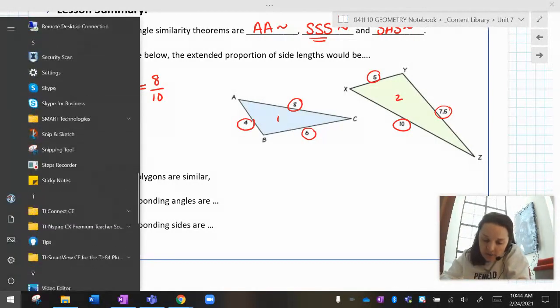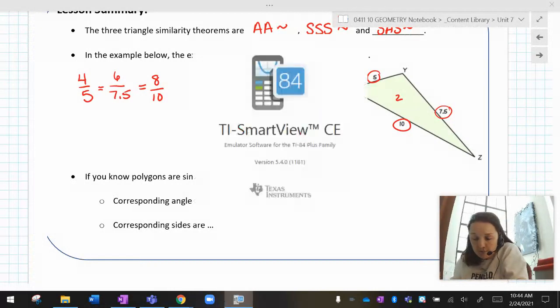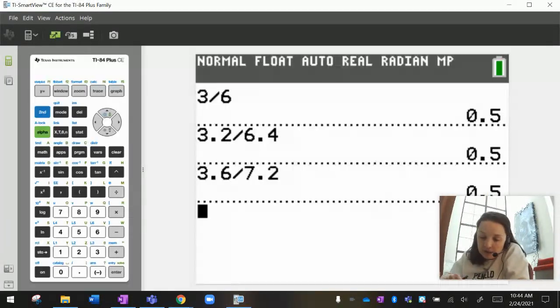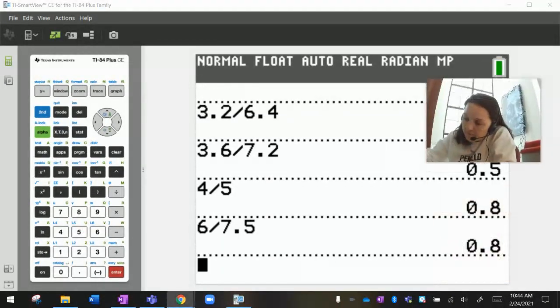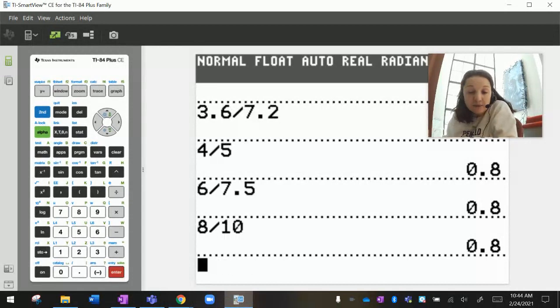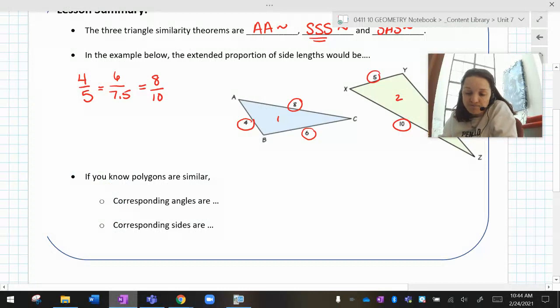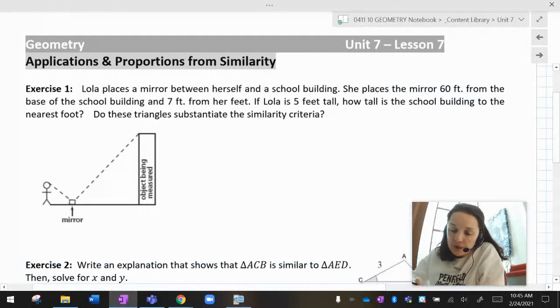If I want to check that, I can just pull up a calculator and check it. I'm going through this because it's important to what we're doing today. Is 4/5 the same as 6/7.5, the same as 8/10? And it is. So those would have been similar triangles. All right, now let's do the new stuff.